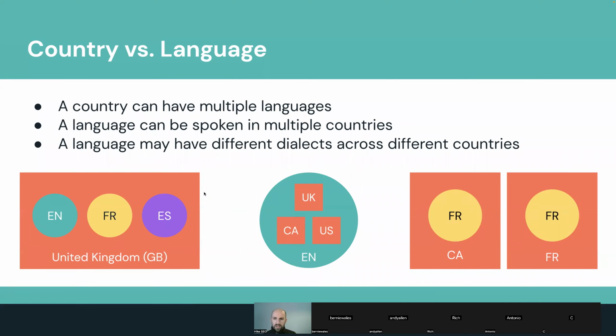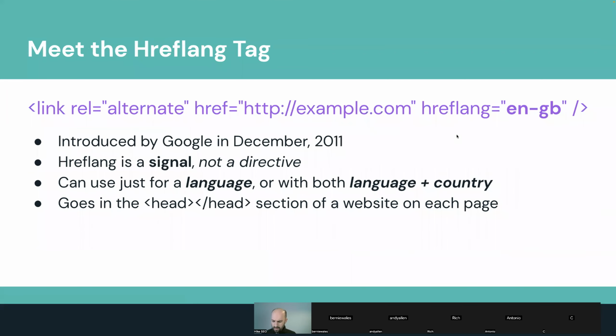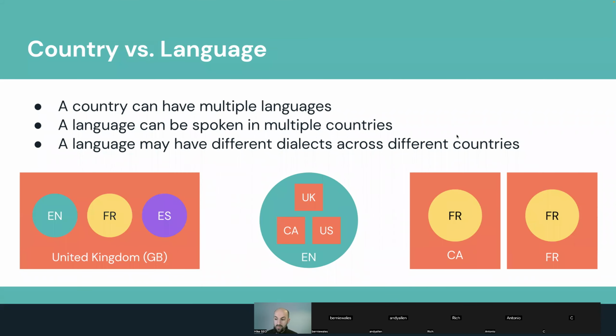So it could be that your business is expanding and wants to open up to different languages. The middle one here is a language can be spoken in multiple countries. So you might have just one language on your website, but targeting multiple countries. So it could be that you create different content for the UK versus Canada versus the US. So that's another option.